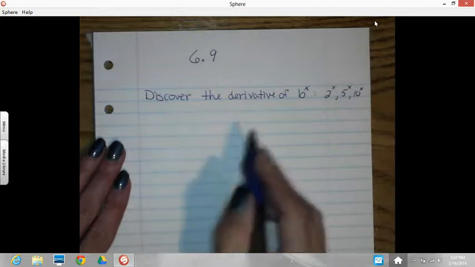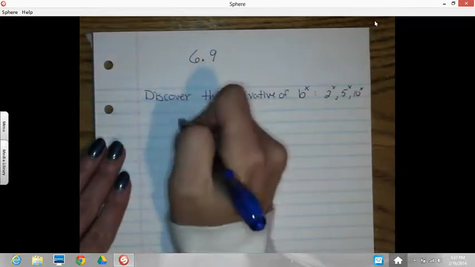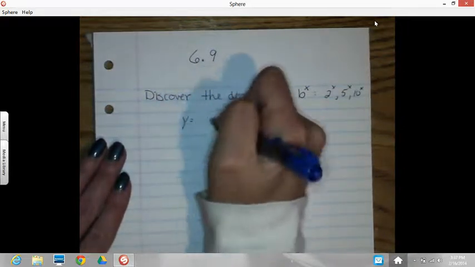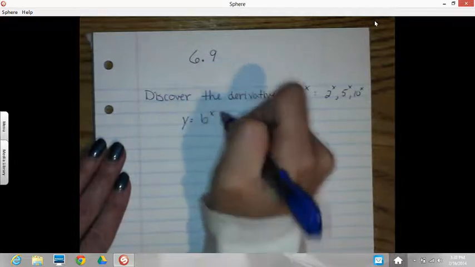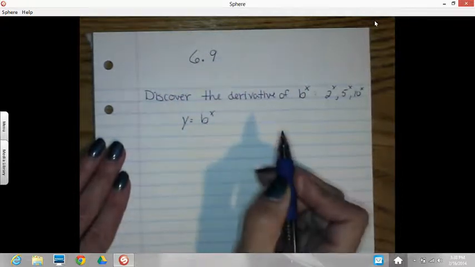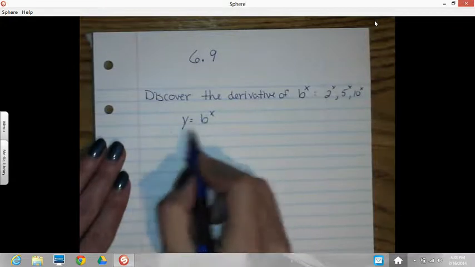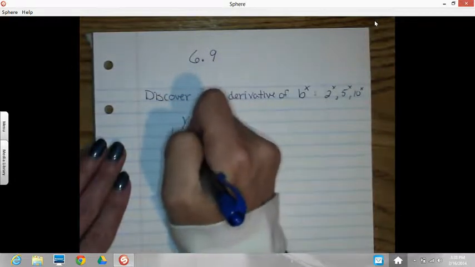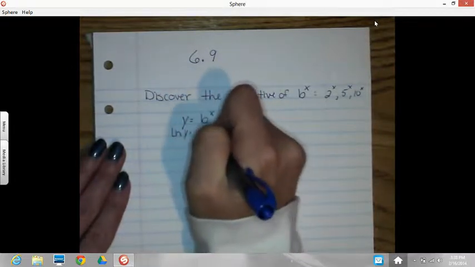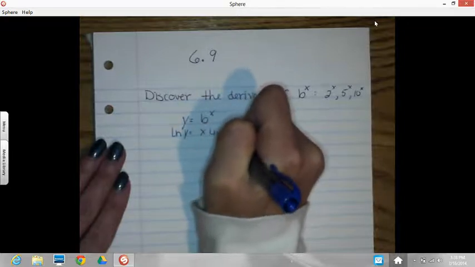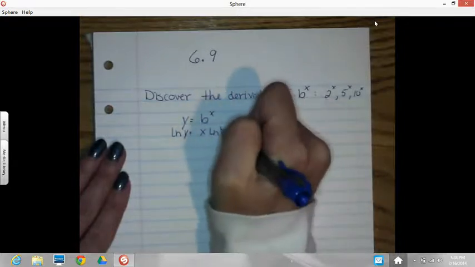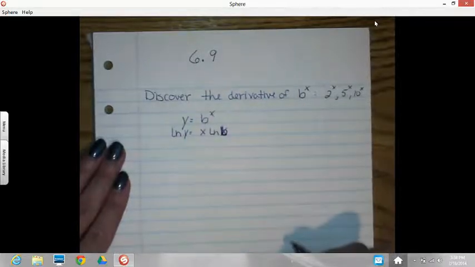Okay, let's go through this where b is a number, so we're going to let y equal b to the x. Remember, b is a number. So in order for us to do derivative, we had to get the x down, so we had to hit it with the log on both sides. I brought the x down as a multiplier already. Now we're ready for derivative.